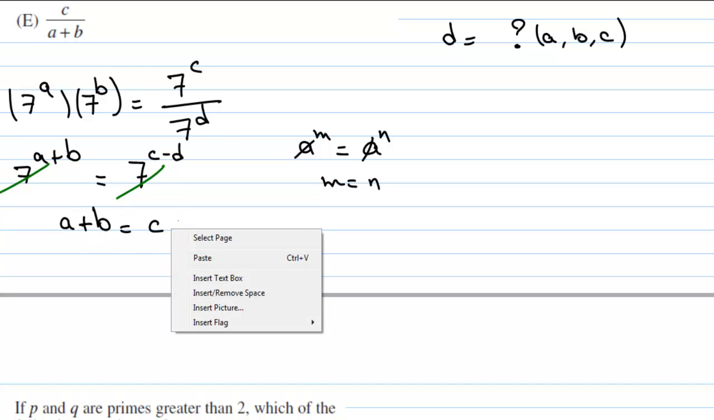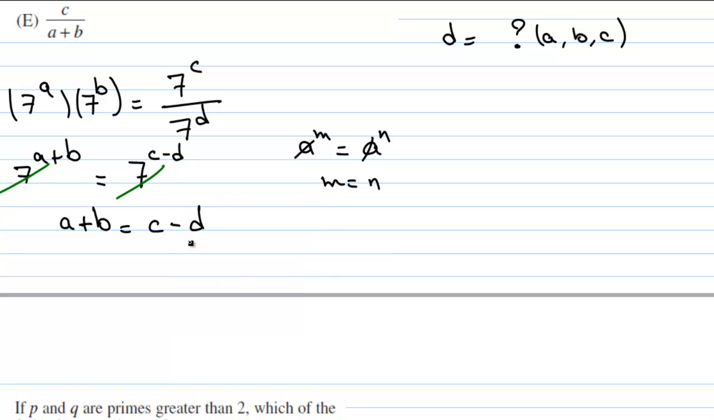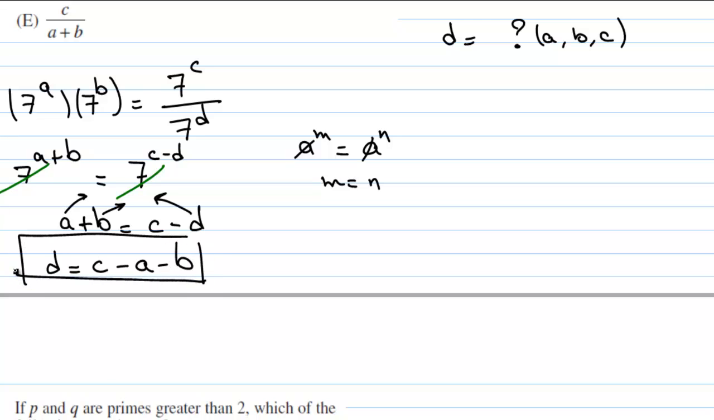And there is one more step. I need d to be on the left hand side, so I'm going to move d to the other side. It will be positive d. Here it's negative, so it goes to the other side with a positive sign. And at the same time, I'm going to move the b to the right side and a as well. So on the right side, I have c minus a minus b. So this is the final expression I get.